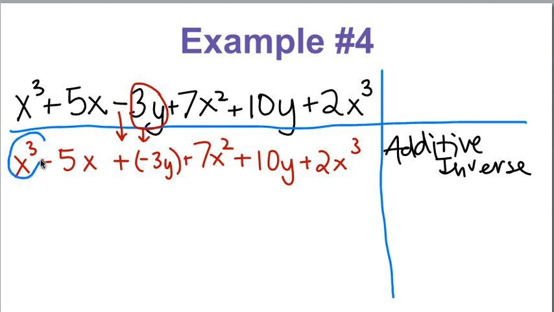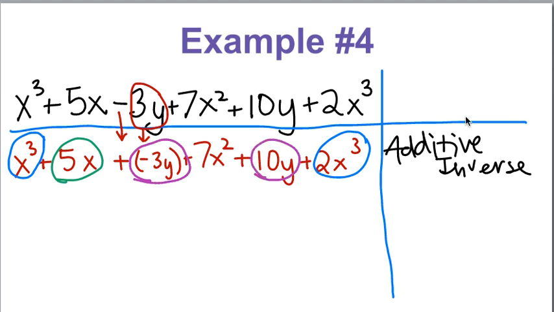So I usually just start at the beginning, identify that term, and then go see if I can find others like it. So x to the third. Boom. Right here. X's. No other x's. Y's. Got a y here, and all I have left are x squareds.